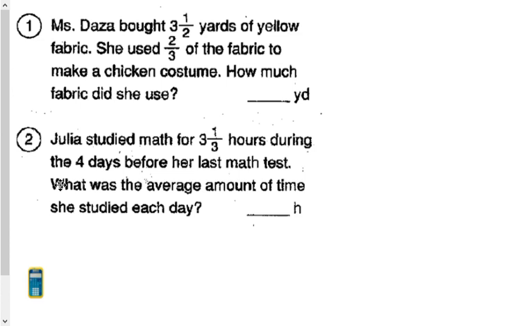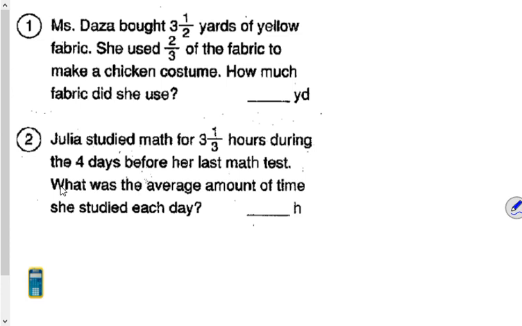And the other thing we're going to do is try some problems and check and make sure our answer makes sense. So number 1, Miss Daza bought 3.5 yards of yellow fabric. She used 2/3 of the fabric to make a chicken costume. How much fabric did she use? So take a moment, see what problem you think you would do, and then pause while you do that, and then we'll go over it.